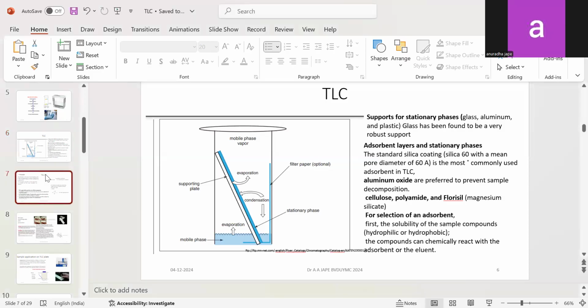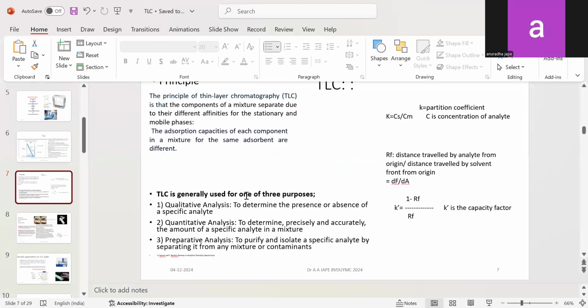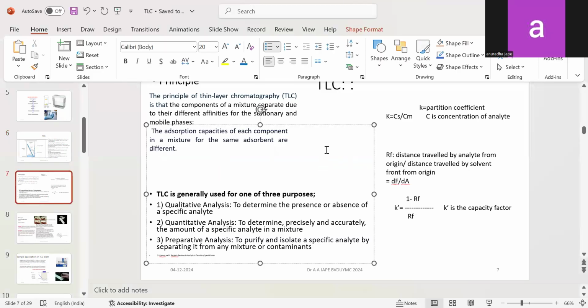Now, when it comes to the principle of the TLC system, it is about separation of the analytes, and the separation is on account of the different affinities the analyte has for the stationary phase and mobile phase. So, the analyte is going to interact with the stationary phase depending upon the functional groups present on the analyte and on the stationary phase. For example, silica gel has SiOH, so these hydroxyl groups are going to interact with the functional groups on the analyte.